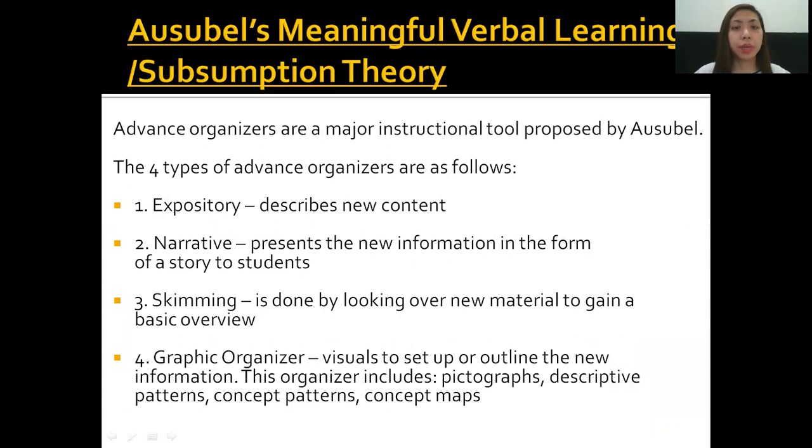Advanced organizers are a major instructional tool proposed by Ausubel. The 4 types of advanced organizers are as follows. First is expository, which describes new content. We have narrative, which presents the new information in the form of a story to students. Skimming, which is done by looking over new material to gain a basic overview. And graphic organizer. It is where visuals are set up or outline the new information. This organizer includes pictographs, descriptive patterns, concept patterns, and concept maps.